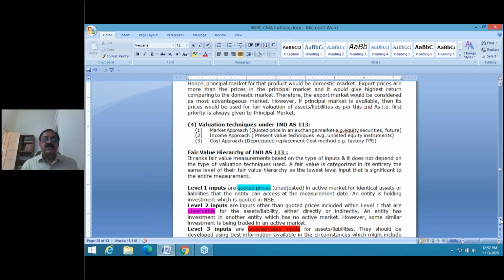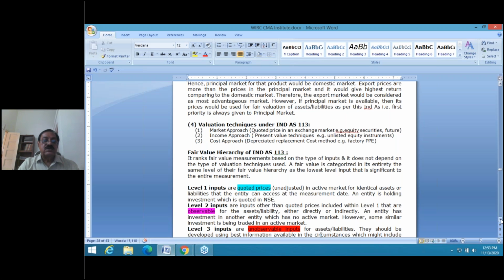But for every asset, a quoted price may not be available because they are not listed anywhere. So for unlisted equity instruments, you can go for the income approach, which takes the present value of future cash flows. You might have learned this way of valuation in goodwill, the annuity method, which is the present value of future cash flows. That way you decide the value of your unlisted equity share instruments. That is called the income approach.